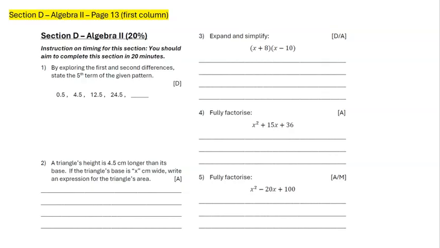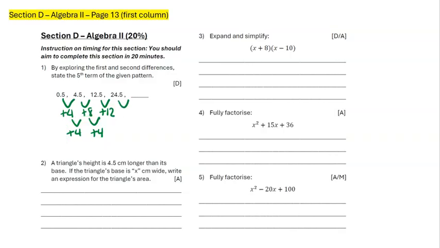By exploring the first and second differences, state the fifth term of the pattern. So we need to figure out this pattern here. So the first difference is always, well, how do you go from there to there? In that case, it's a plus 4. There to there is a plus 8, and there to there is a plus 12. Now, none of these are the same, so that's when we need to start exploring the first differences. But to go from here to here, it's another plus 4, and there to there is another plus 4 as well. So that tells us the second difference is all the same, so this is a quadratic pattern.